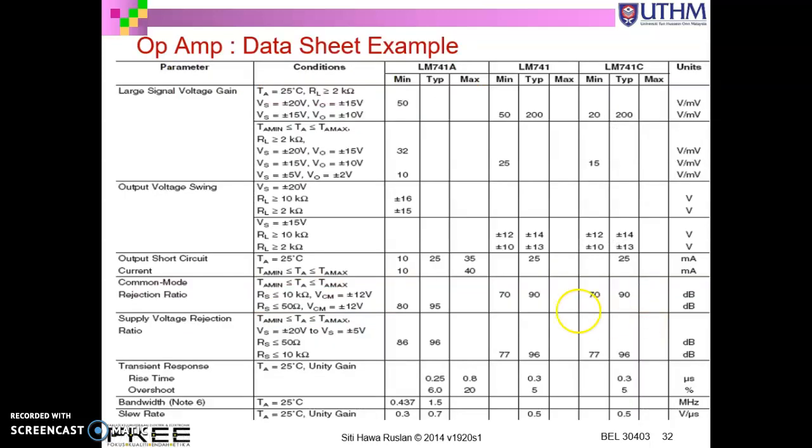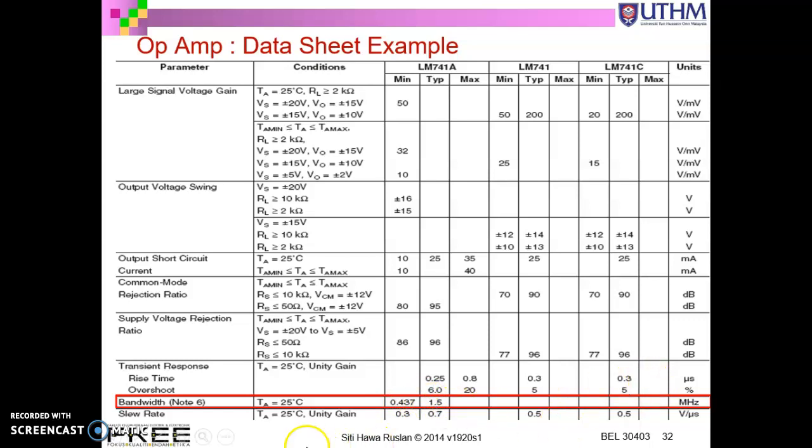Also in the datasheet example, you have the output voltage swing. Usually the voltage swing, in this case, is plus minus 20 volt, which is actually your power supply, plus minus VCC. That is the maximum voltage swing that you can get. And this is the bandwidth. For this example, your output will reduce at 1.5 megahertz.